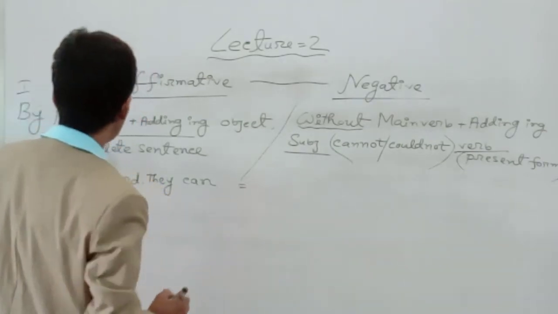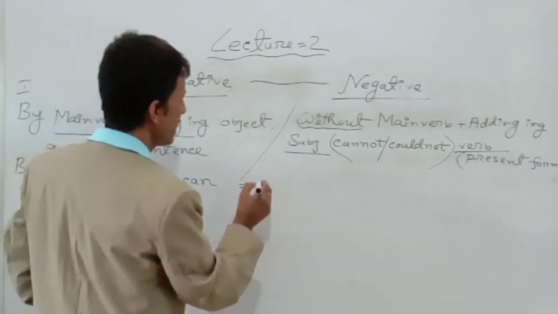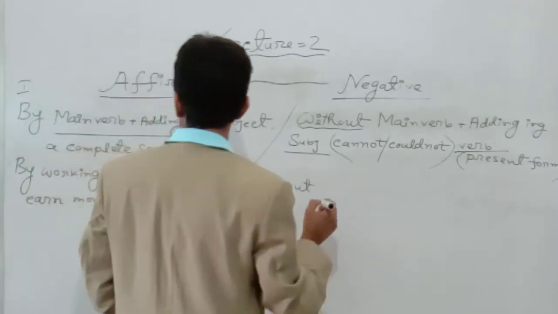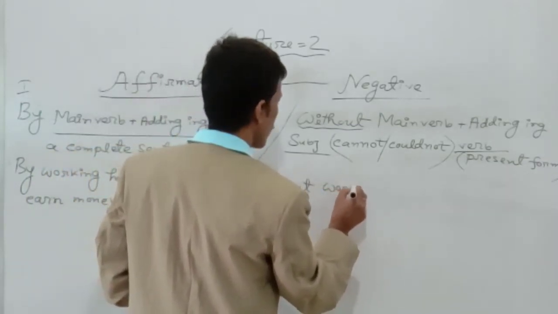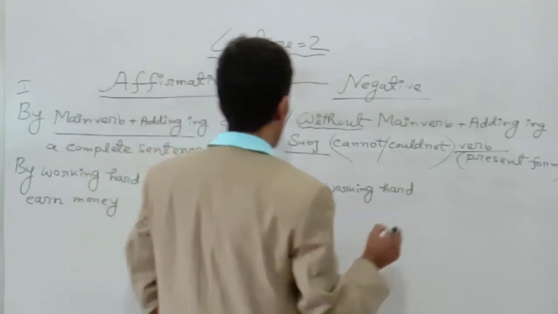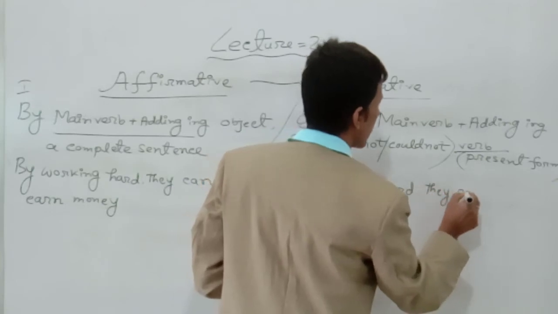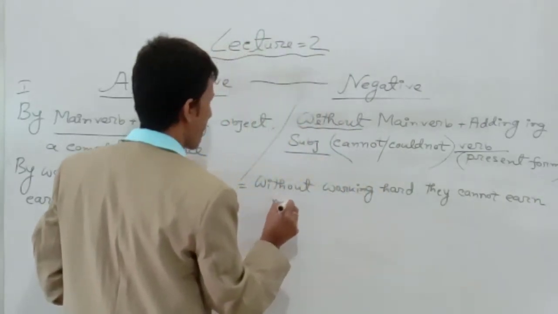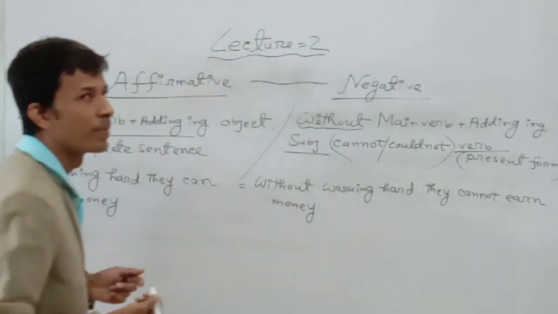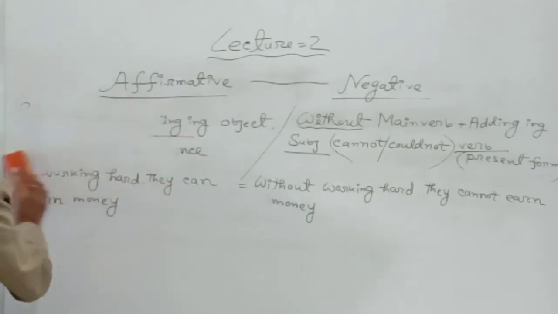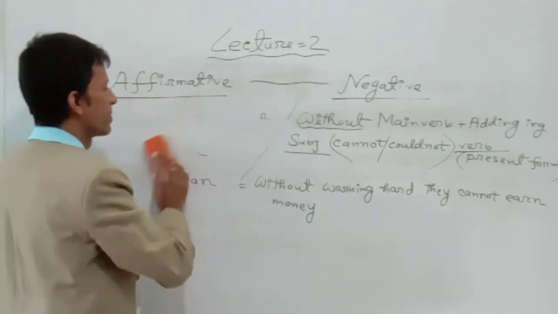This kind of affirmative sentence can be transferred into negative sentence by writing: without working hard, they cannot earn money. This is the example from this group, and after that I will discuss another example and another structure from this discussion.